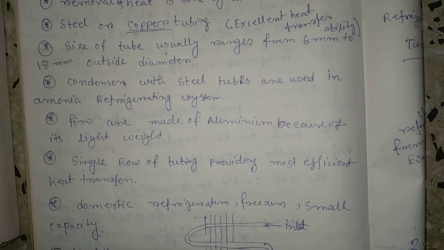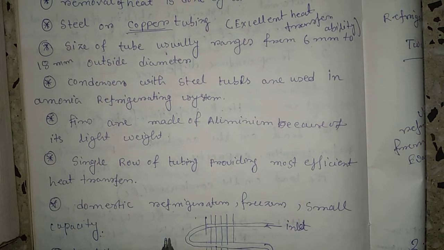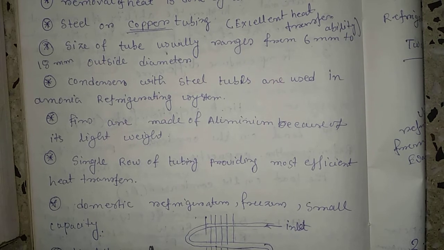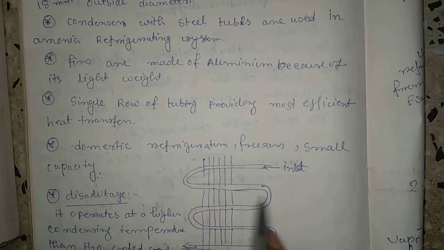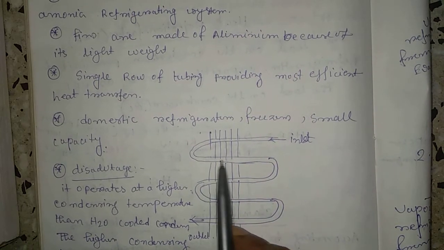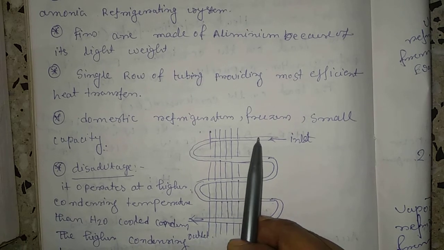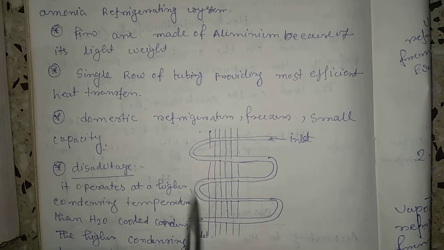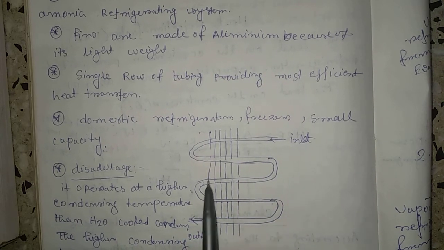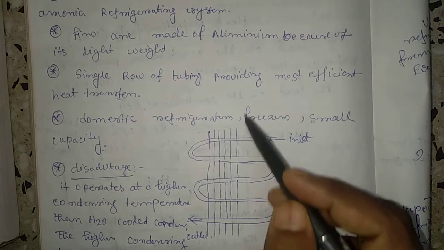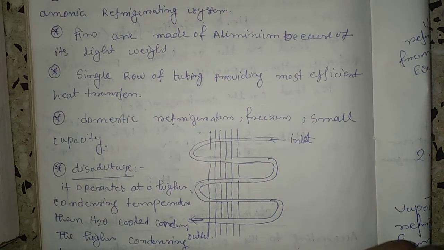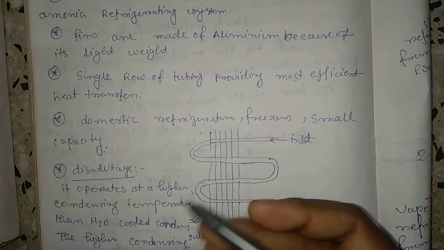One more point: this type is used in domestic refrigerators, fridges, or small capacity units. Suppose this is the inlet section. You are already familiar with this at home: at the backside of the refrigerator you can see the inlet tube, which is either copper or steel, but generally copper, and these fins are made of aluminium. These fins increase the surface area, so that the heat transfer ability or heat rejection capability is increased.